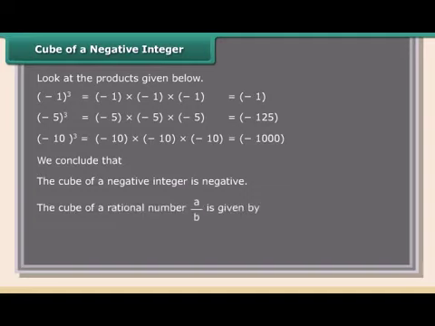The cube of a rational number a upon b is given by (a upon b) cube is equal to a cube upon b cube.